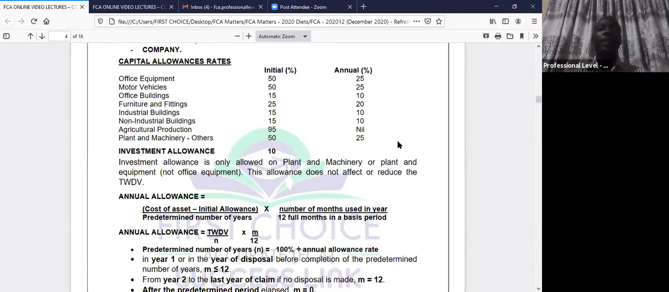What is investment allowance? Investment allowance is the allowance that is only allowed on plant and machinery or plant and equipment. Now, some people, when they see office equipment, will say, oh, office equipment qualifies for investment allowance. No, it must go with plant. So it's either you see plant and machinery, or plant and equipment, or you just see equipment. If you see equipment, it's assumed that it is plant and equipment. If you see office equipment, that is not plant and equipment. So it's only plant and equipment or plant and machinery that has investment allowance.